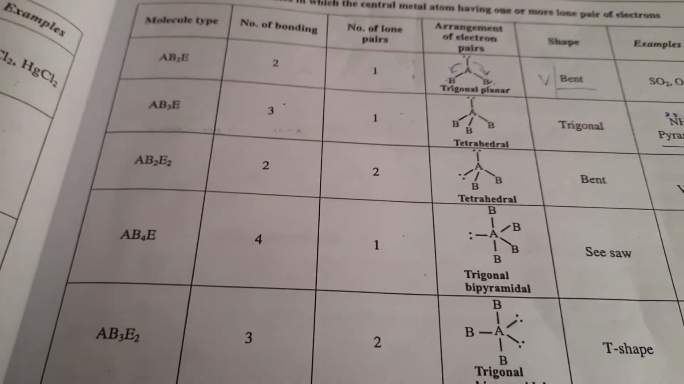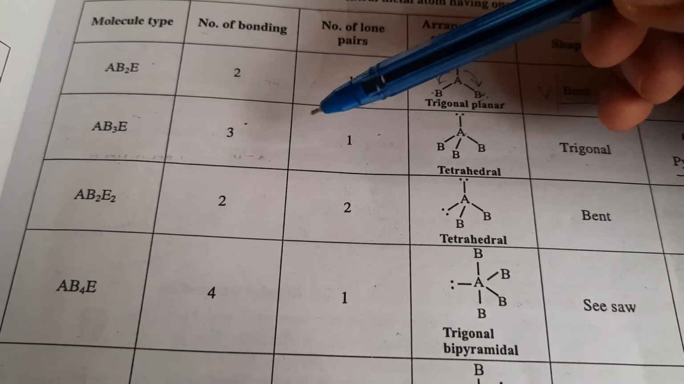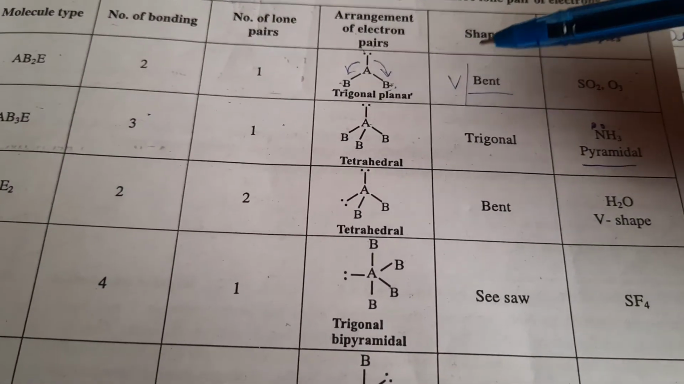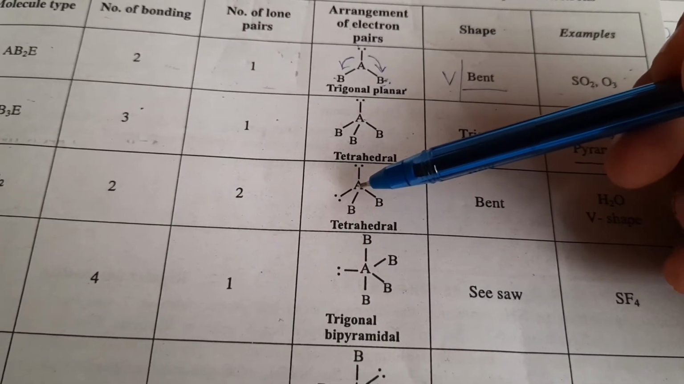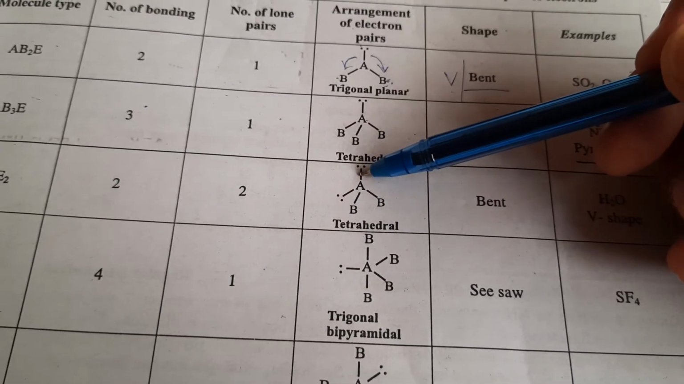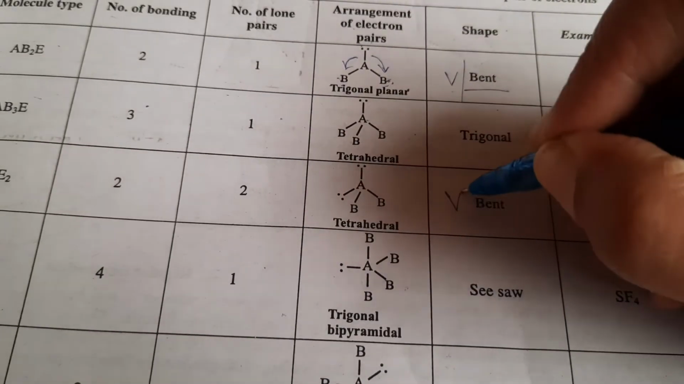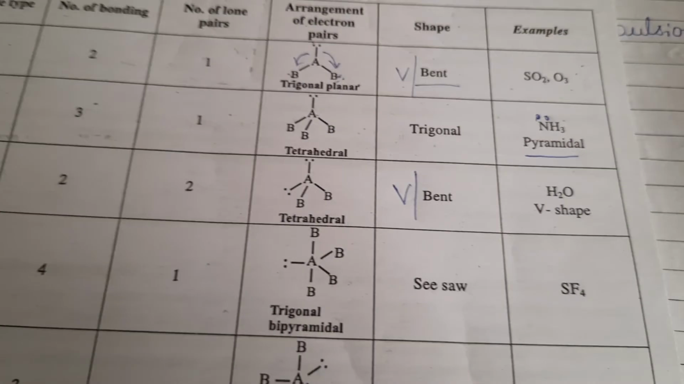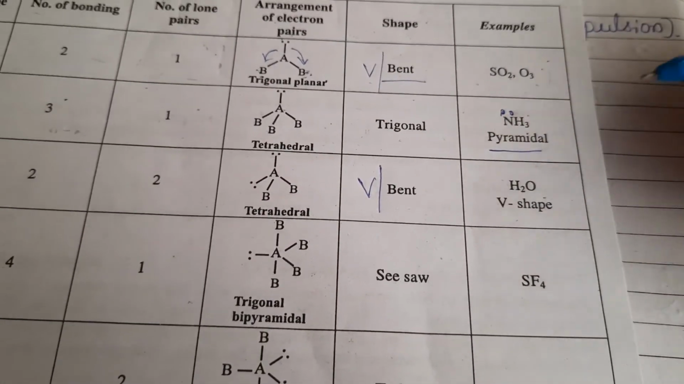Next example, if you consider here, is AB2E2 type. AB2E2 type will have 2 lone pairs and 2 bond pairs. If you consider, A will have 2 lone pair repulsions. This is a lone pair, this is also a lone pair. Repulsion will be very high. Then it will also show bent shape, or we can also call it V shape. The example is the water molecule.